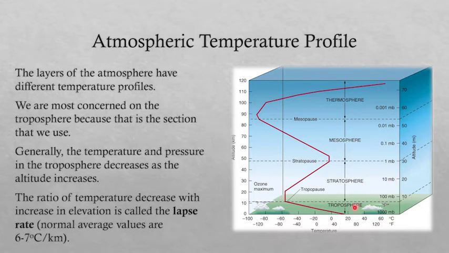Now, bringing our focus back to the troposphere, the ratio of the temperature decrease with the increase in elevation is called the lapse rate. The lapse rate is also the slope of the graph between altitude and temperature. The normal average values are 6 to 7 degrees Celsius per kilometer. This is what we call the dry adiabatic lapse rate. That means that for an increase of 1 kilometer in altitude, the temperature should decrease by 6 to 7 degrees Celsius. This is also the reason why places with higher altitudes, such as Baguio City and Tagaytay City, have lower temperatures, while the lowlands or those that are near sea level often see elevated temperatures.